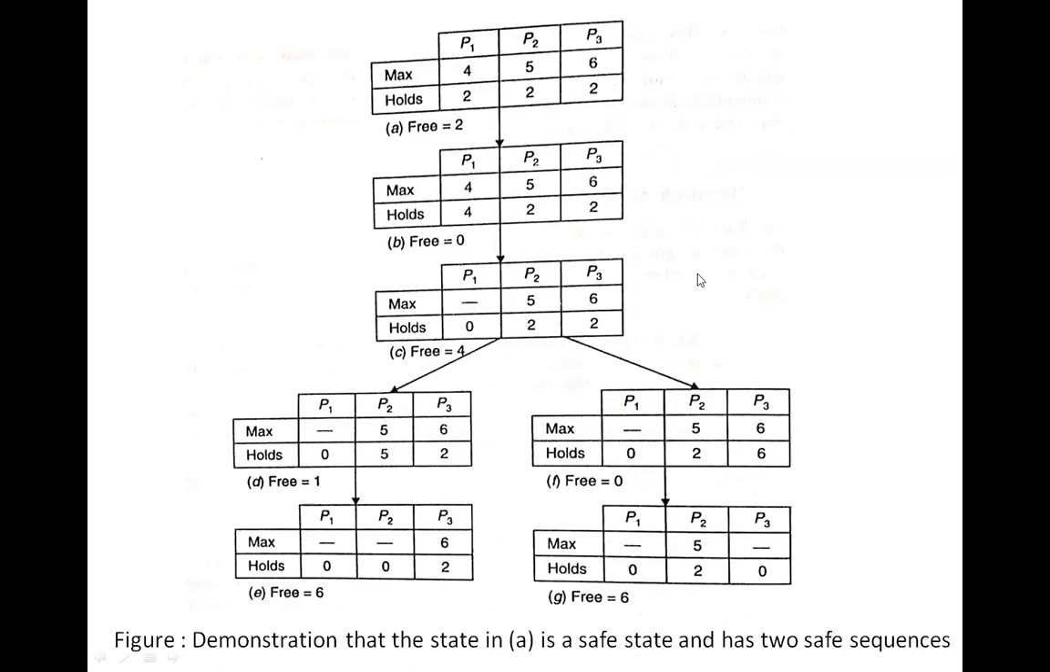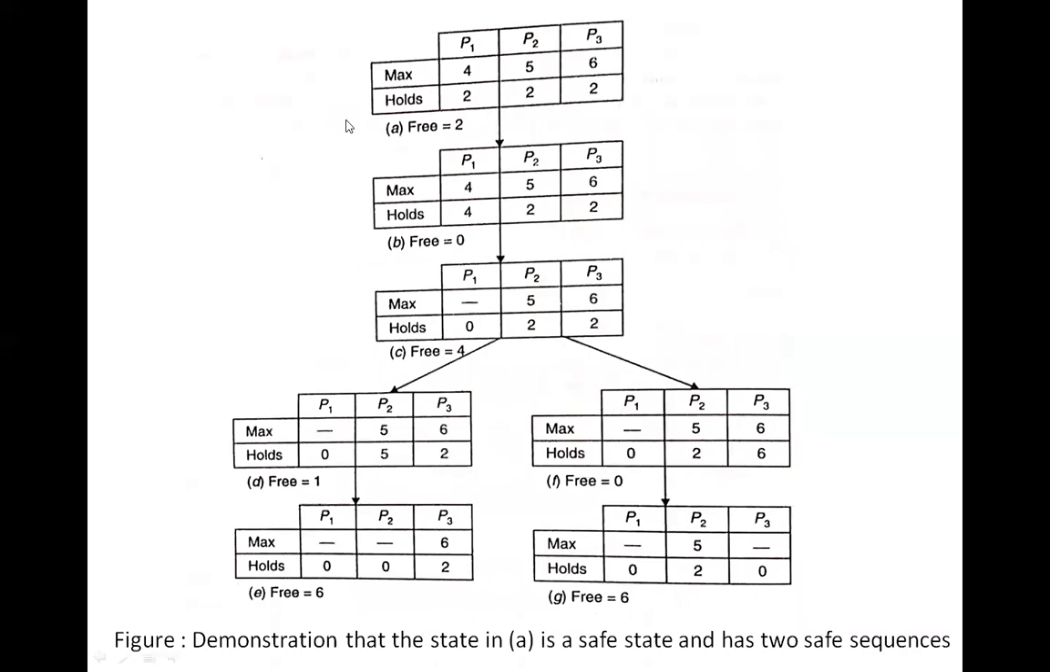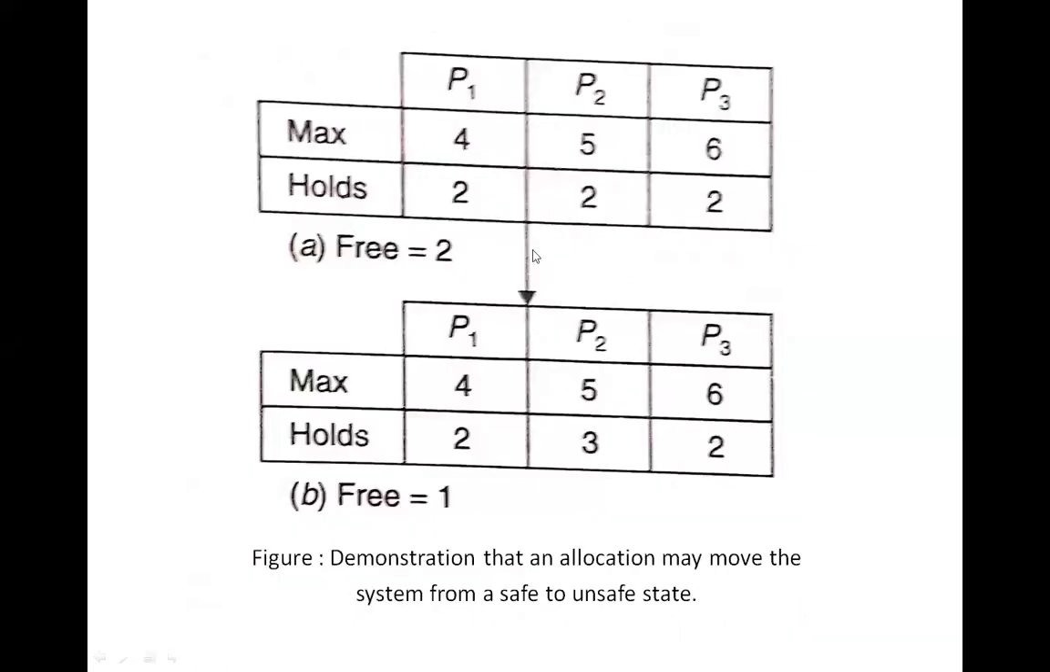But suppose I'm taking another example. In this example, it is the same example which I have taken: it requires 4, 5, 6 maximum, 2, 2, 2 are already held, and 2 is free.